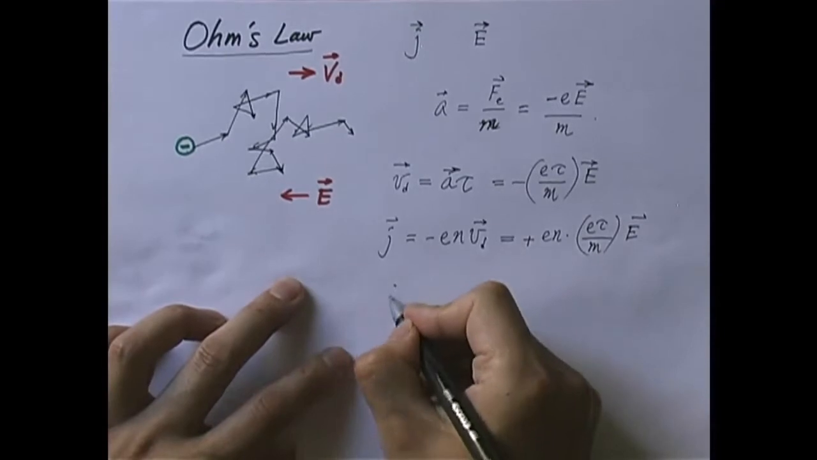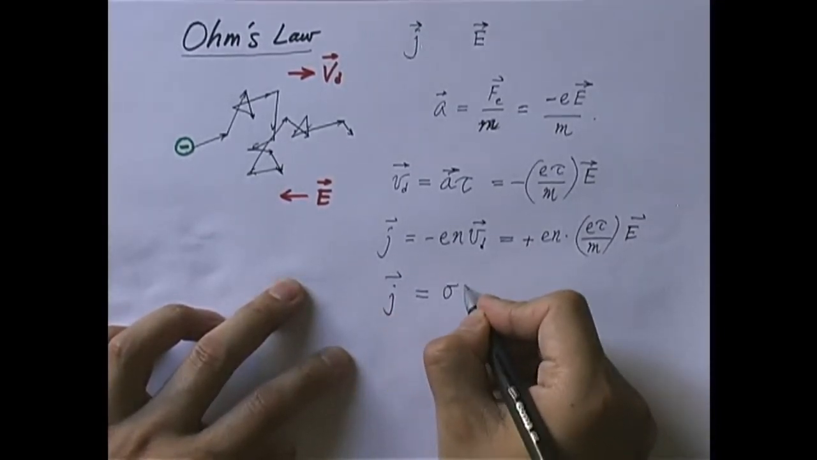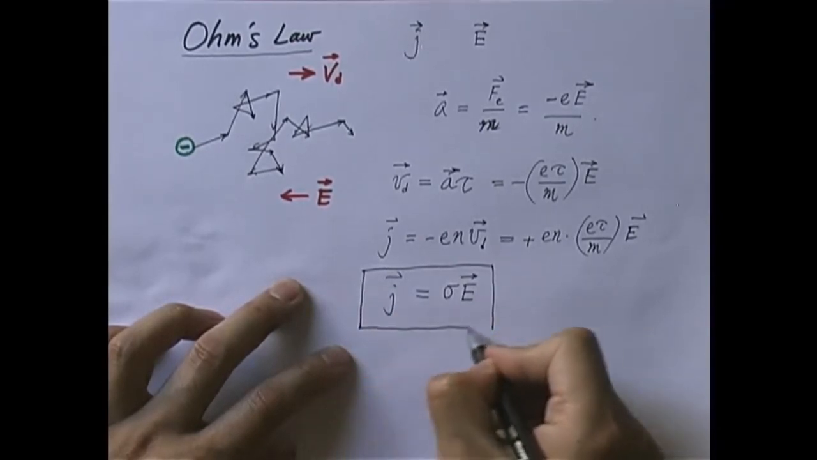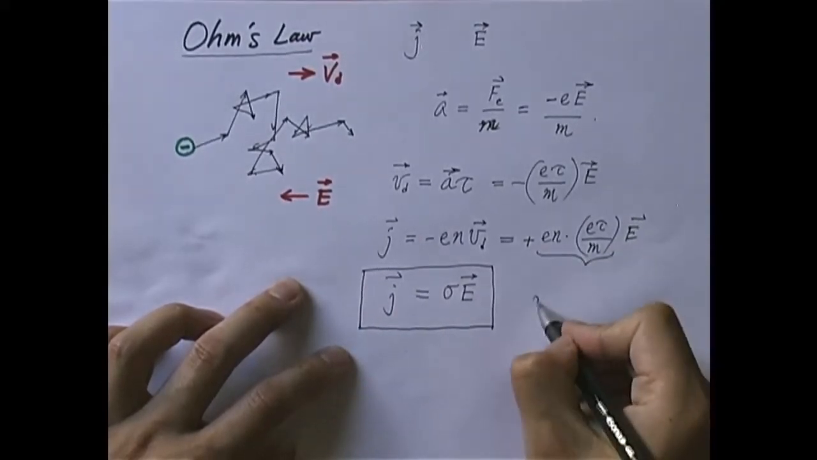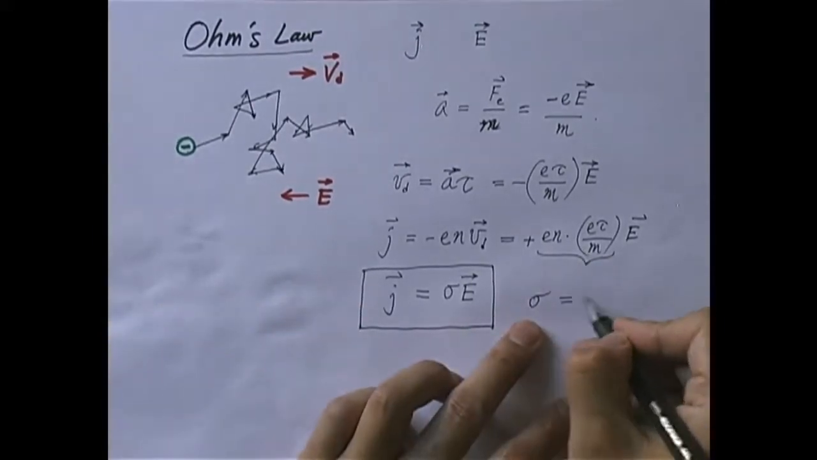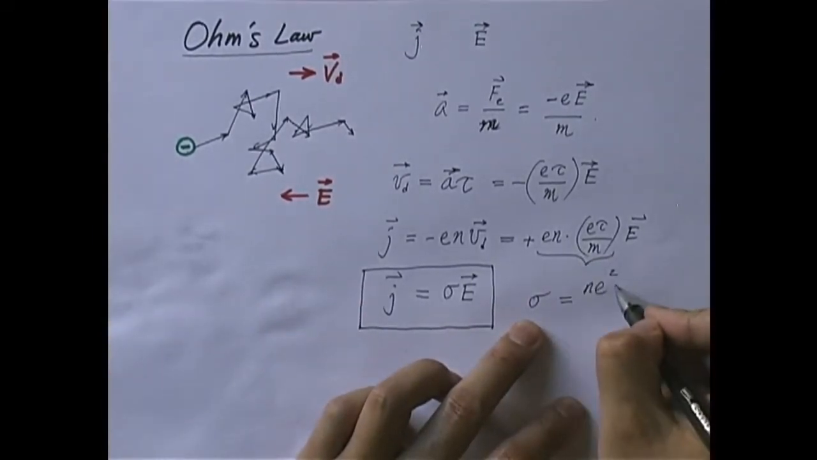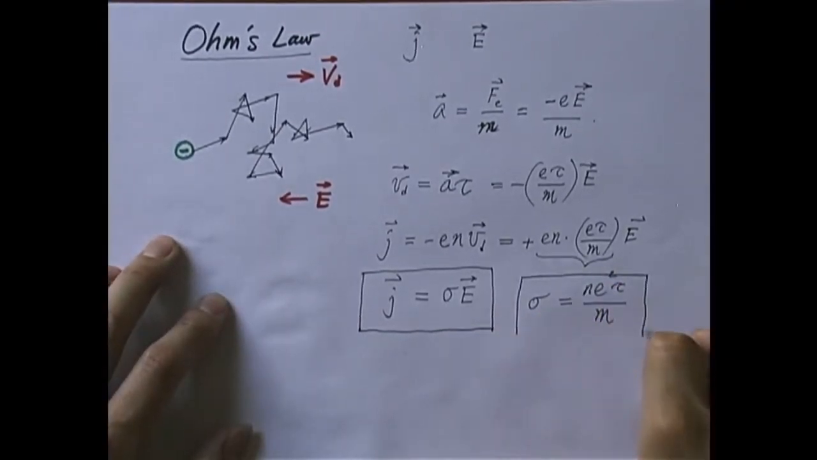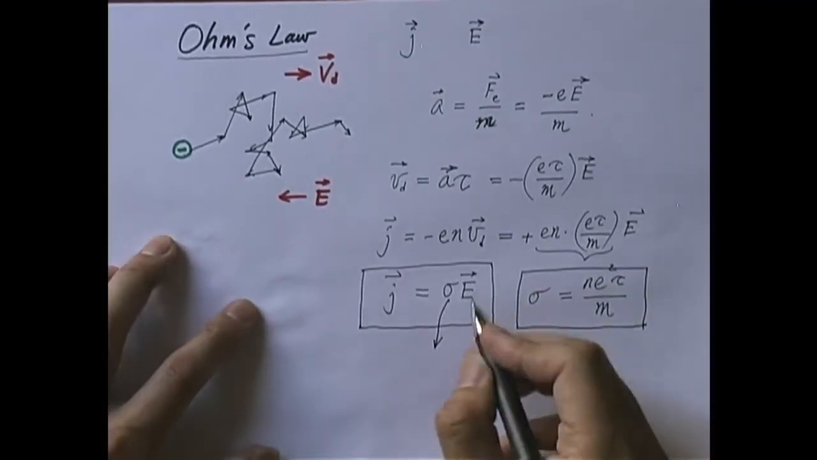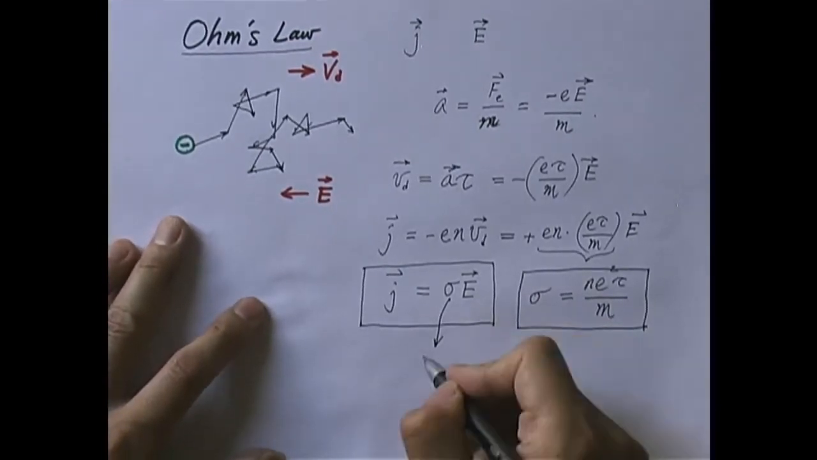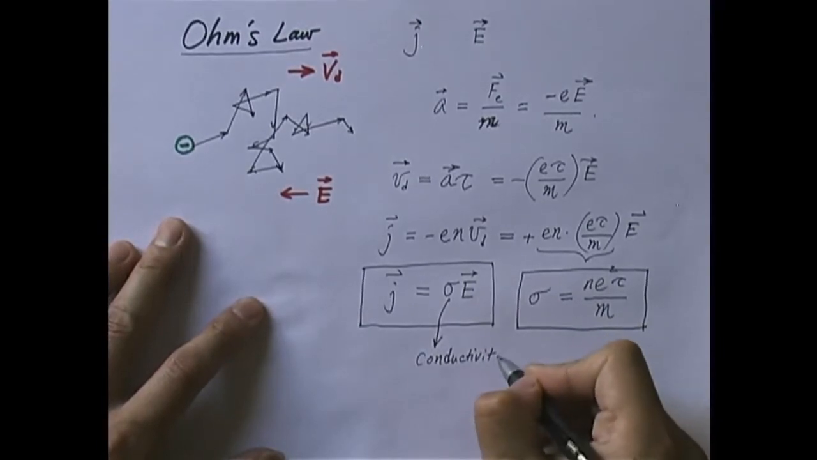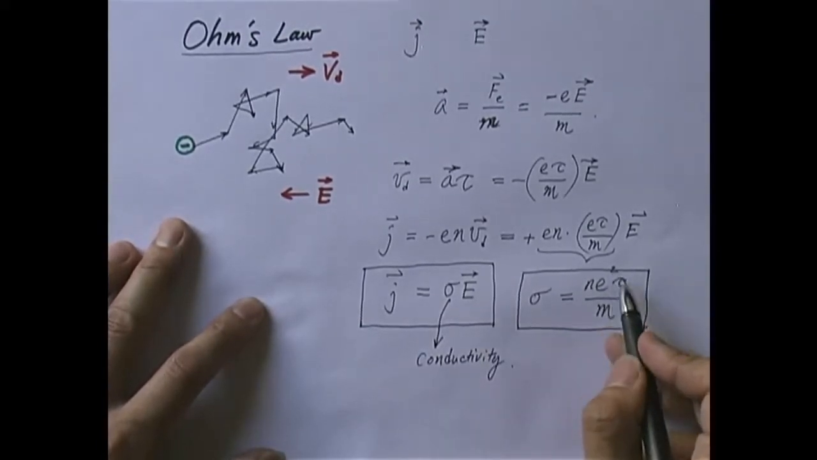Now we can rewrite this as J equals sigma E. And here sigma is not the surface charge density, rather it is this guy. Sigma is in our case e squared times n times tau over m. This is the expression for this constant sigma. And what is the meaning of sigma? Sigma is called electrical conductivity, or sometimes simply called conductivity. And it is equal to this expression, n e squared tau over m.